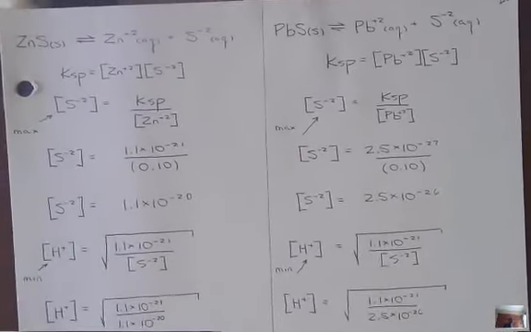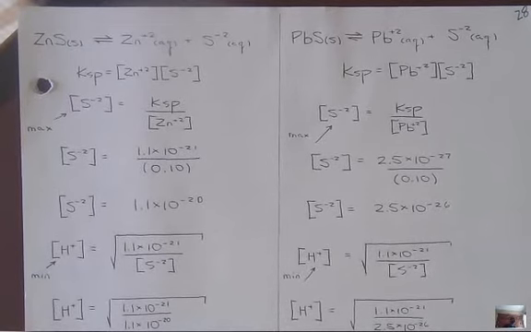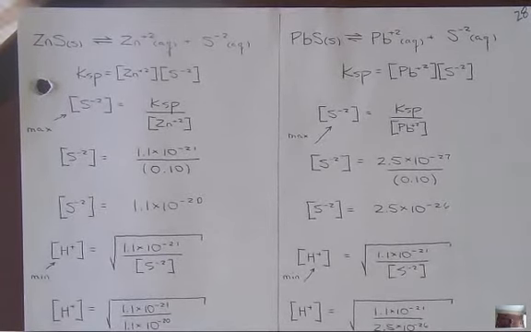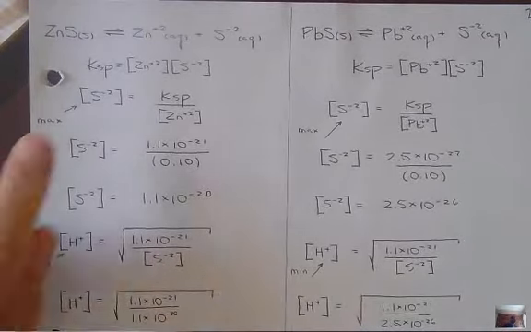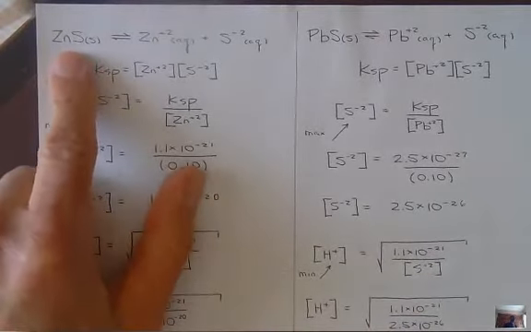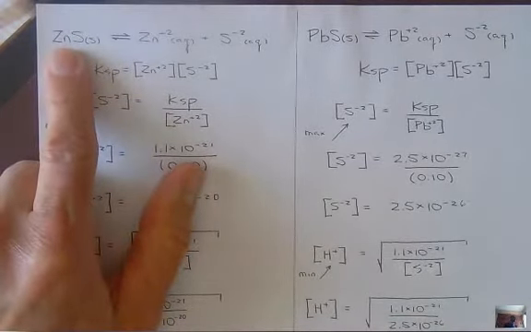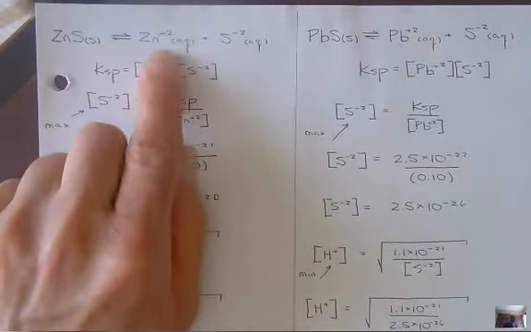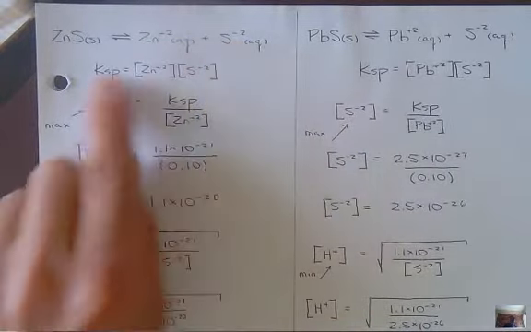Okay, so what I did here was one on the left for zinc sulfide, one on the right for lead sulfide. So I did them in parallel with one another, and this way you can see the difference. There's enough space for both. First, let's write the Ksp reaction for zinc sulfide. Zinc sulfide is in equilibrium with Zn2+ and S2-.